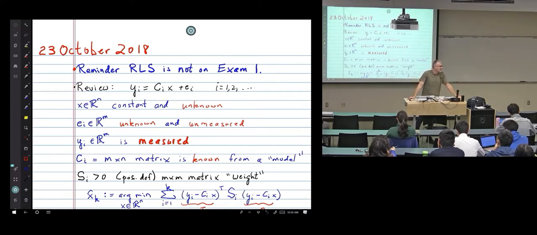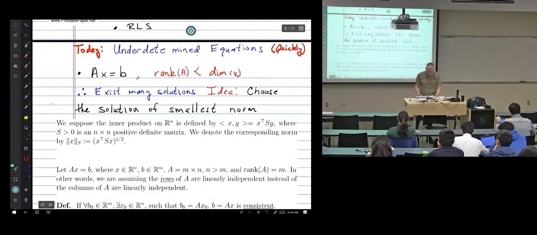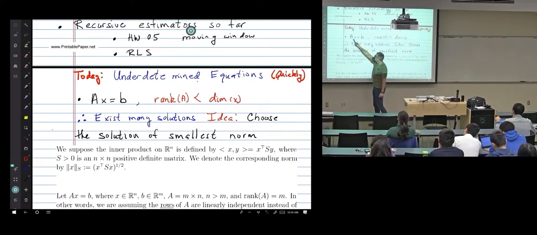Well, you don't have enough information to determine a unique solution, right? There's an infinite number of solutions. So which one should I take? The right one? There is no right one, okay? So you might like to have a way of choosing amongst those infinite number of solutions. So that's what underdetermined equations are all about. So overdetermined was AX equals B, and you have more equations than you have unknowns. Underdetermined, you have fewer equations than you do unknowns.